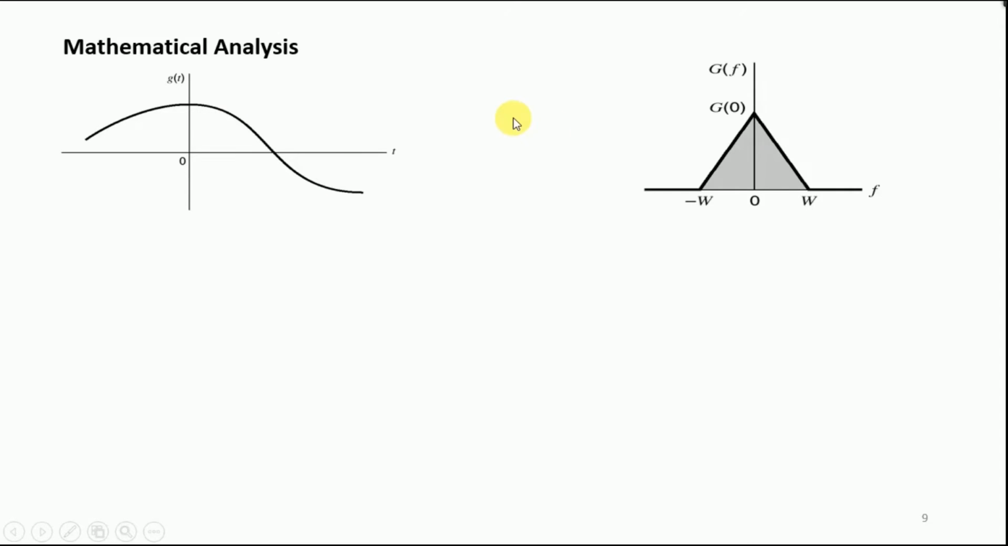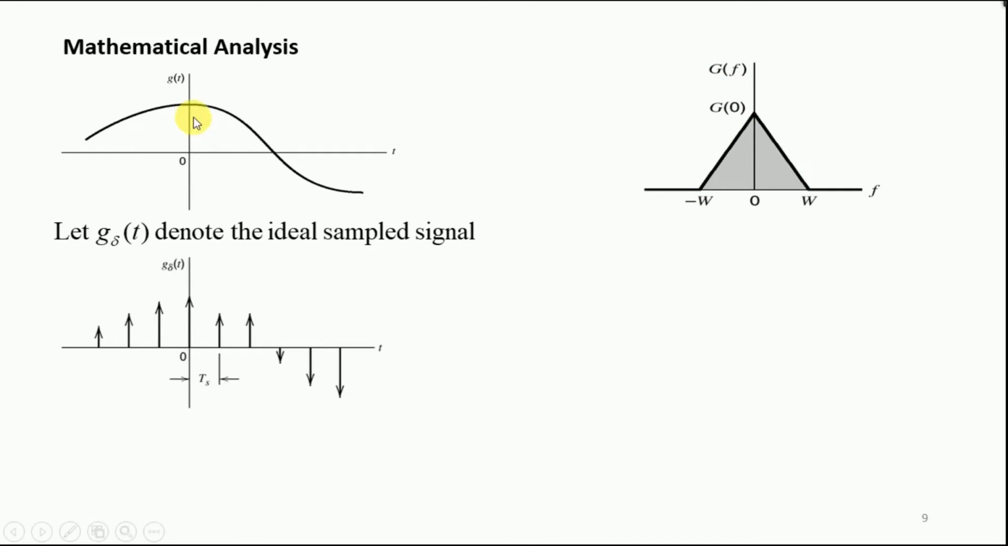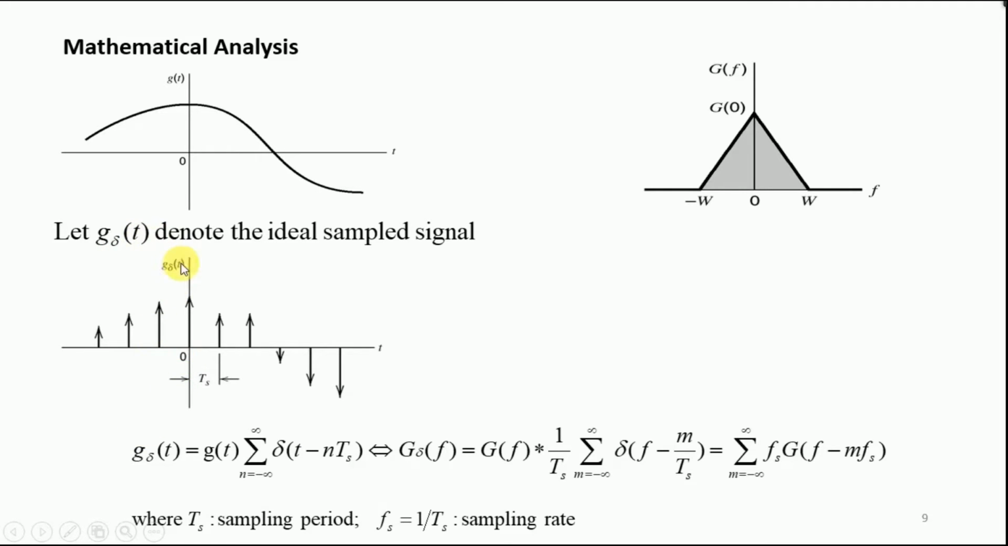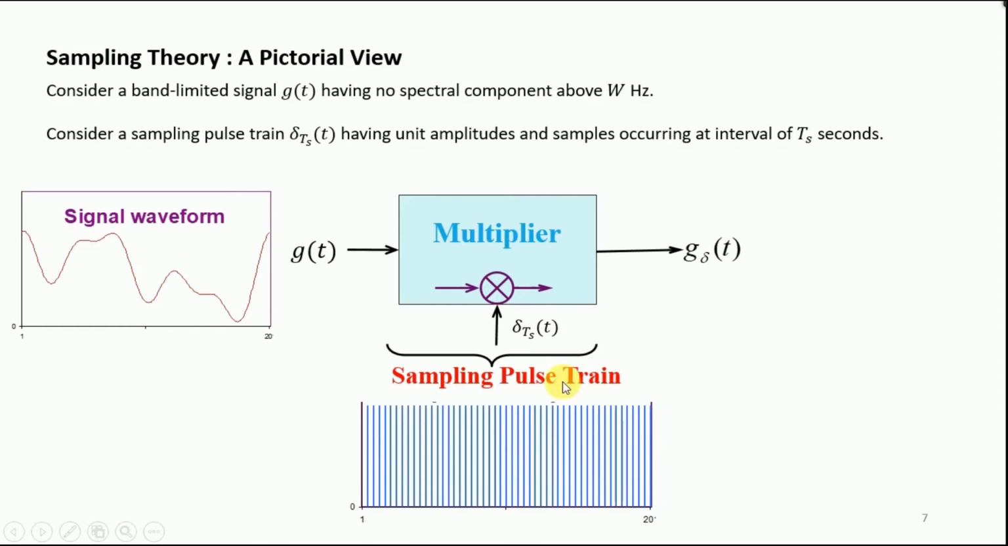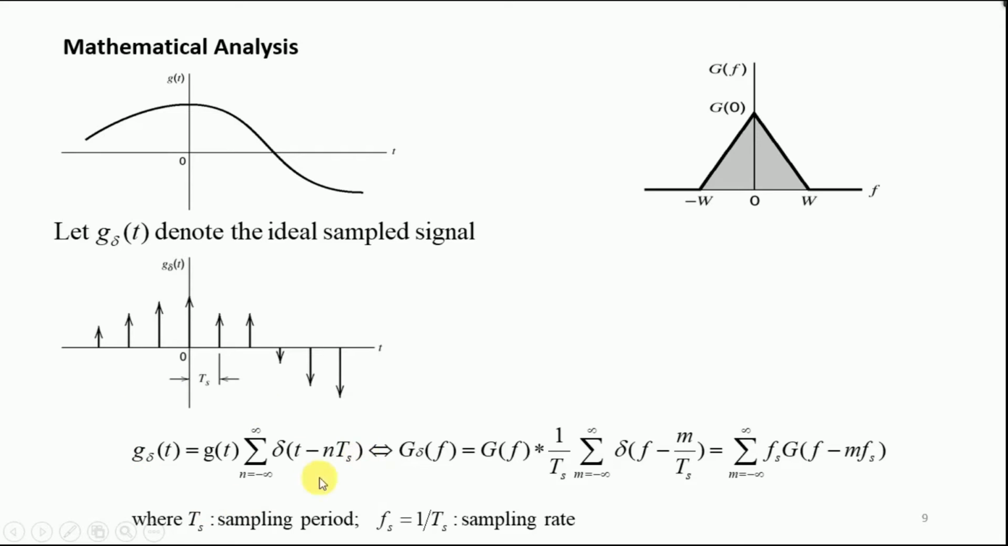Now let us look into some of the mathematical aspects of sampling theory. Consider that this is our signal g of t. For simplicity, we consider that the spectrum has a triangular shape. If we sample our g of t, we would have g delta of t, that is, at constant intervals Ts we would pick values, which are represented over here. This g delta of t is nothing but g of t times the impulse train, delta of t minus nTs, given over here. So this is the time domain expression for our sampled signal g delta of t.